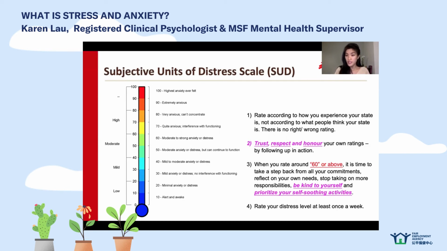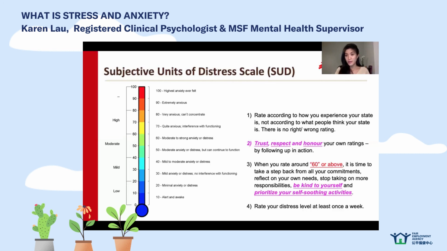So another key here is to follow up in action. So after you rate yourself and then you notice that you are a 60 or above, then it would be the time to take a step back from all of your commitments and reflect on your own needs. And most importantly, to stop taking on more responsibilities, because we all know that there are some commitments that just have to go on, such as your full-time job of taking care of the family. So remember to be kind to yourself when you're noticing that your stress is starting to build up, and to prioritize your self-soothing activities, which is a concept that I'll be talking about in my next video.